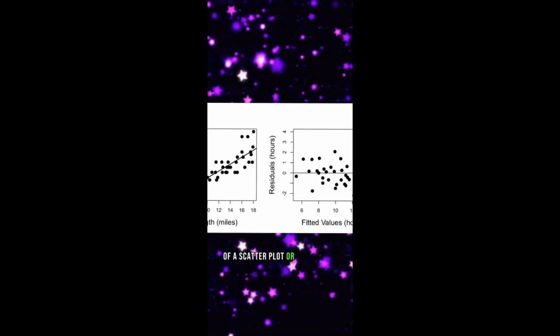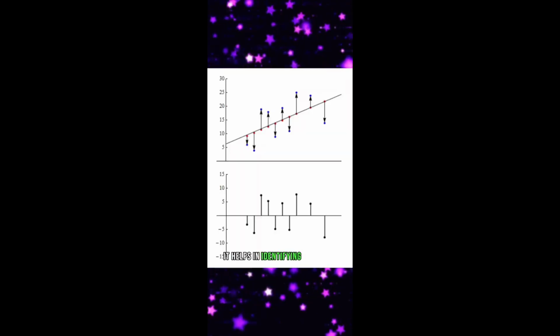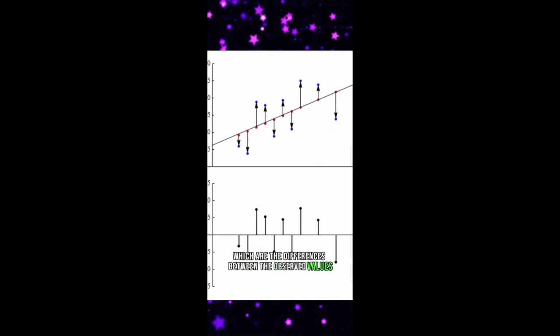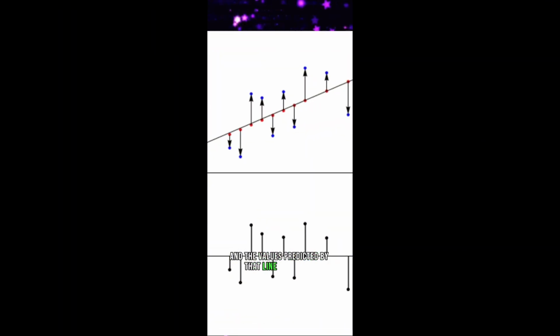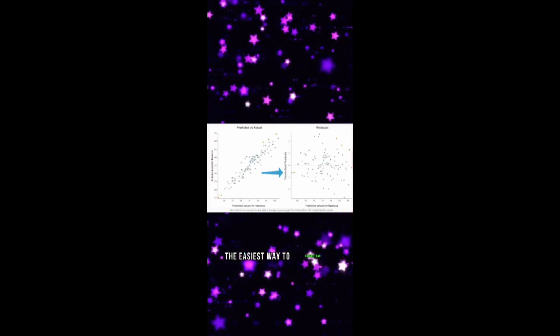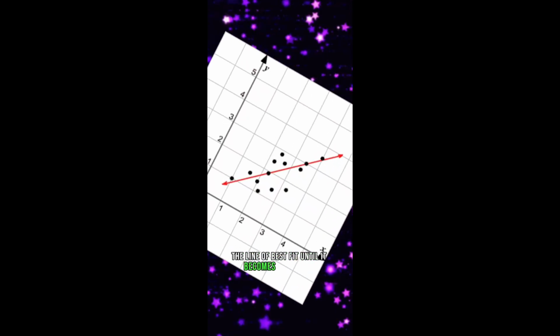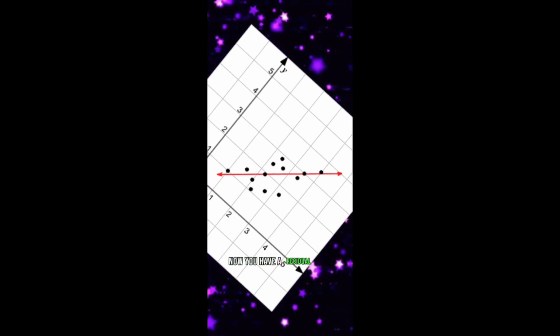A residual plot is a graphical tool used to assess the goodness of fit of a scatter plot or a regression model. It helps in identifying patterns in the residuals, which are the differences between the observed values and the values predicted by that line of best fit. The easiest way to understand what a residual plot is to take the scatter plot and rotate the line of best fit until it becomes horizontal. Now you have a residual plot.